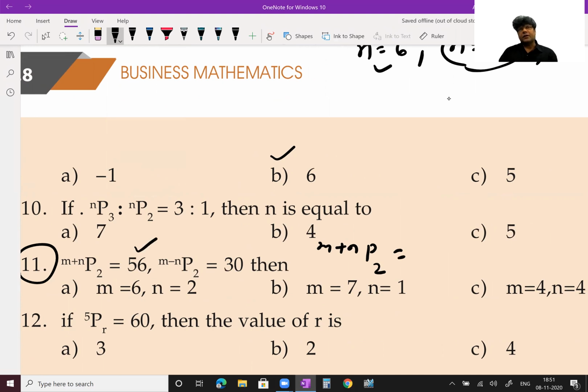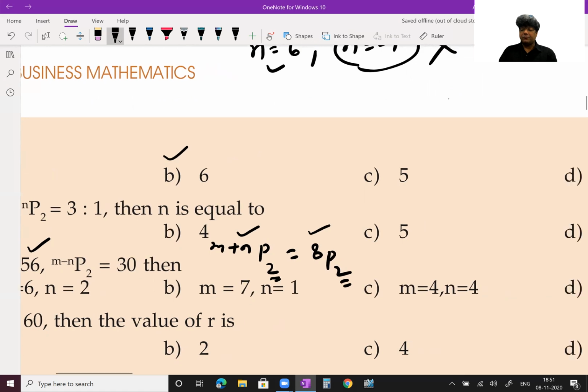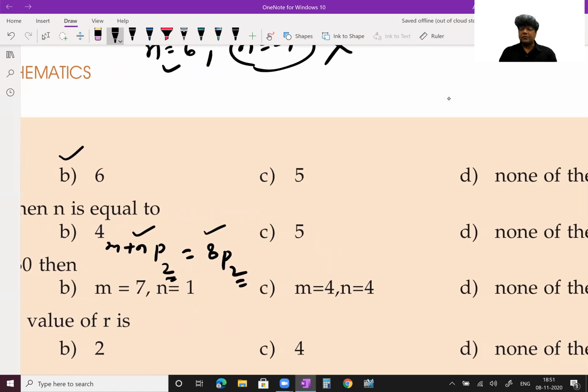You represent this as a product of two consecutive integers. Which two consecutive integers? 8 into 7. That means you can write this as 8p2. Similarly, since the 2 is the same, the upper part m plus n will be equal to 8. So you are getting one relation, m plus n is equal to 8.